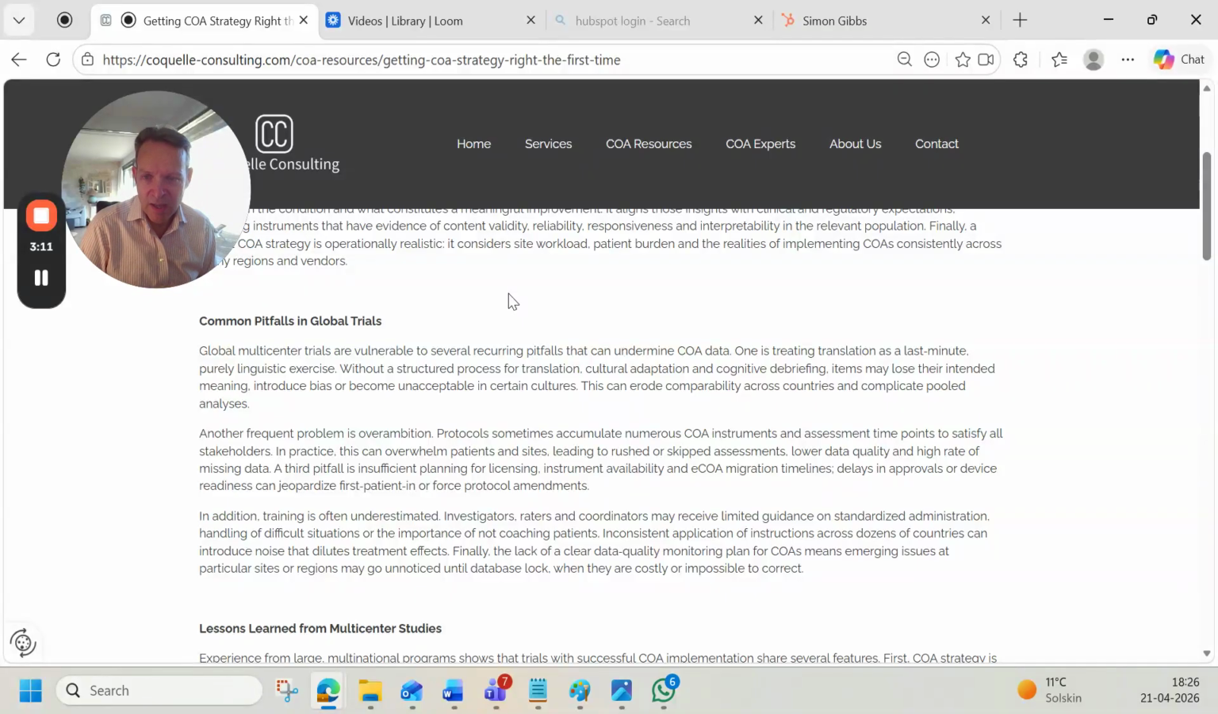In addition, training is often underestimated. Investigators, raters, or coordinators may receive limited guidance on standardized administration, handling of difficult situations, or the importance of not coaching patients. Inconsistent application of instructions across dozens of countries can introduce noise that dilutes treatment effects. Finally, the lack of a clear data quality monitoring plan for COAs means emerging issues at particular sites or regions may go unnoticed until the database lock, when they are costly or impossible to correct.